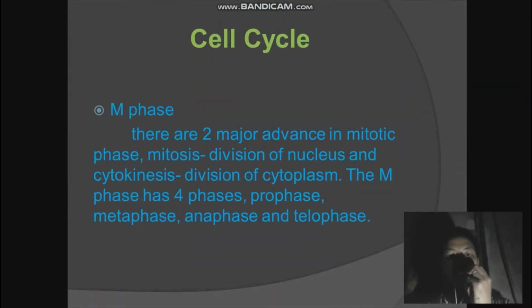The M phase. There are two major events in the mitotic phase: the mitosis for division of the nucleus and cytokinesis for the division of cytoplasm. The M phase has four phases: the prophase, metaphase, anaphase, and telophase.